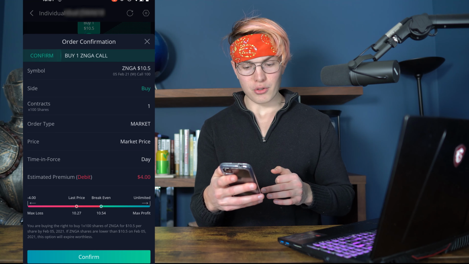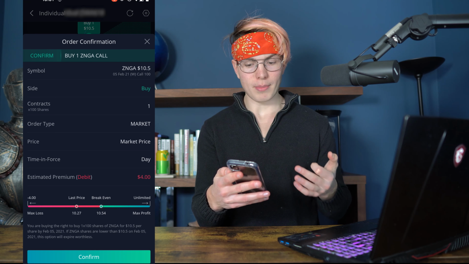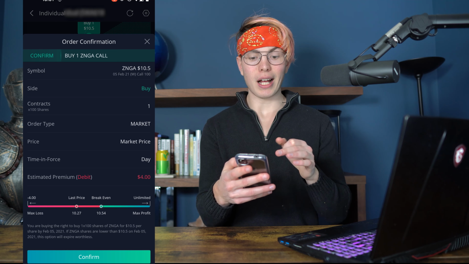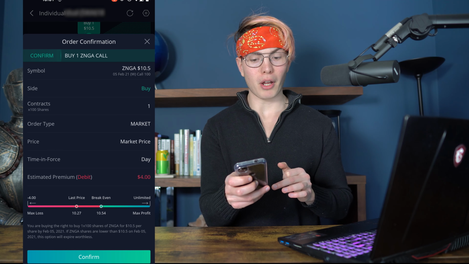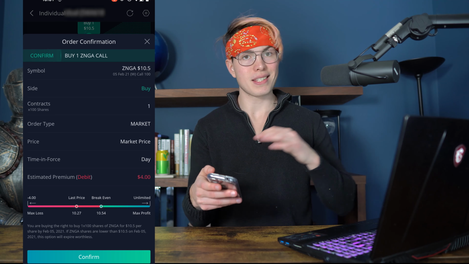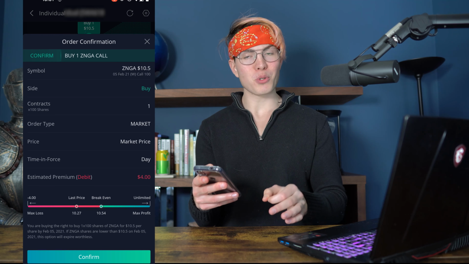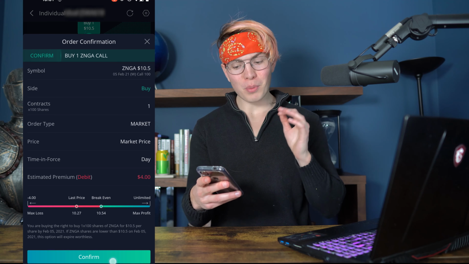You're going to get this confirmation screen here. We can see that it's approximately going to cost us about $4. Like I said, probably either $4 or $5 to buy this options contract. Up here, you can see contracts is times 100 shares. So one options contract, like I said, controls 100 shares of the underlying stock. We're buying a call option, which means we think the price is going to go up over time. So we're going to press confirm here.